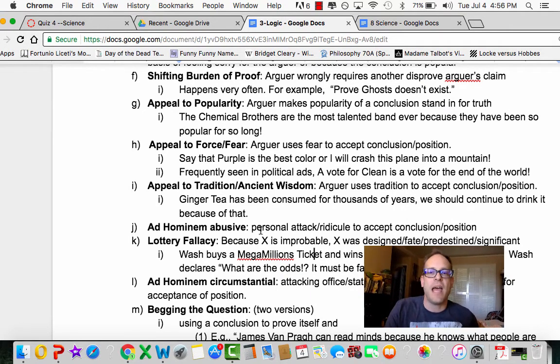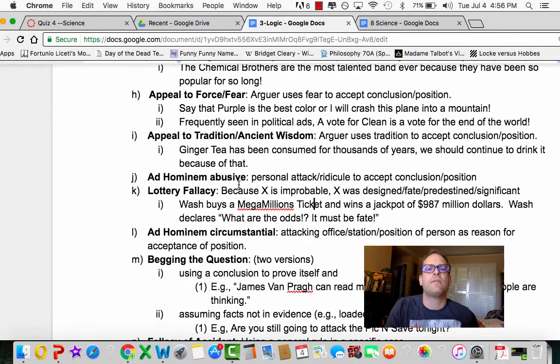Okay, ad hominem abusive. I don't believe I quiz you guys on this one at all, but it's a personal attack. Anytime you're having a conversation with somebody and they insult you, you might as well consider yourself to have won, right? Because just personally attacking somebody does nothing to affect the premises or the conclusions of your argument. It's just a way to attack somebody.